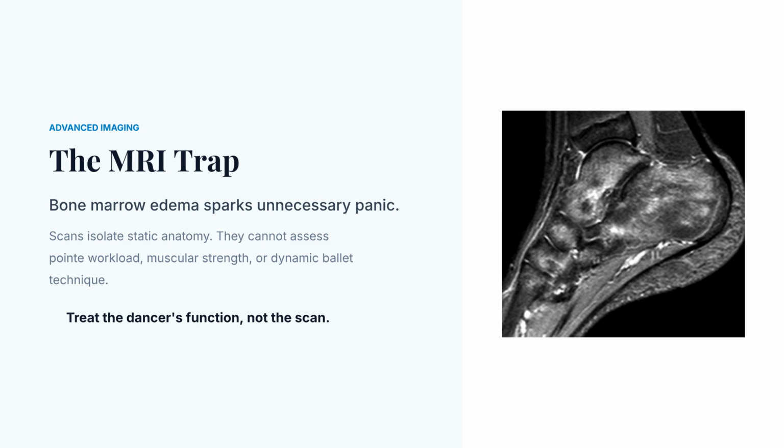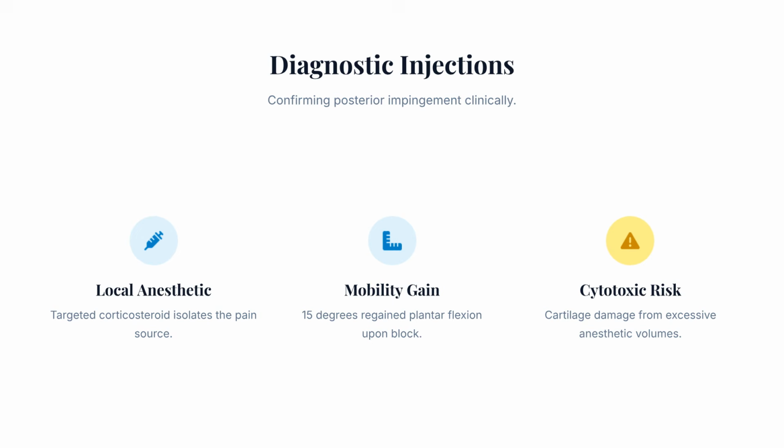Remember, an MRI is a static image. It cannot look at a dancer on point, nor can it evaluate their strength, technique, or workload. We must treat the functional limitations of the dancer, not just react to a scan.